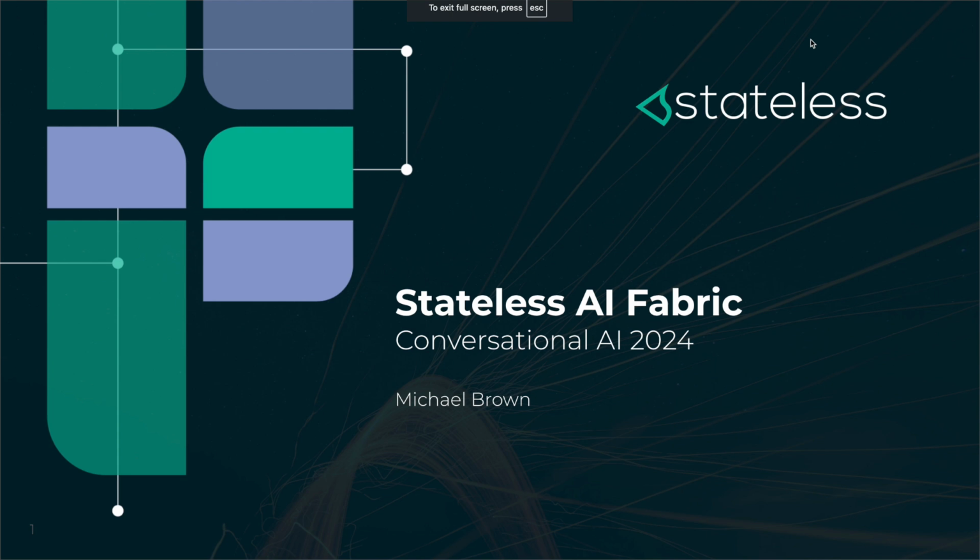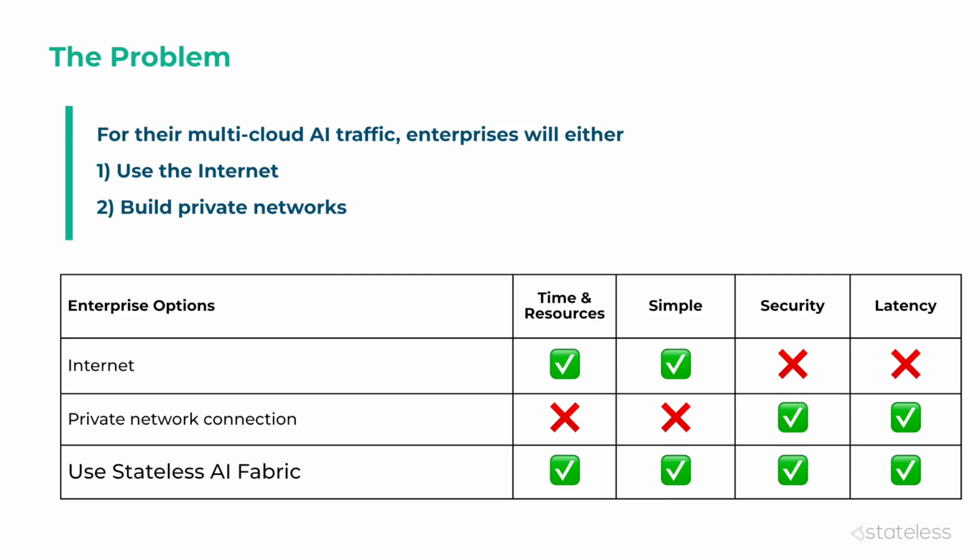Today, I'm excited to share with you how Stateless AI Fabric can support your conversational AI use case. In the industry today, there's a lot of great AI tools. However, the tools themselves, as well as the users of these tools, are spread out across multiple different cloud providers. To address this and send multi-cloud AI traffic, enterprises either use the internet or build out their own private networks.